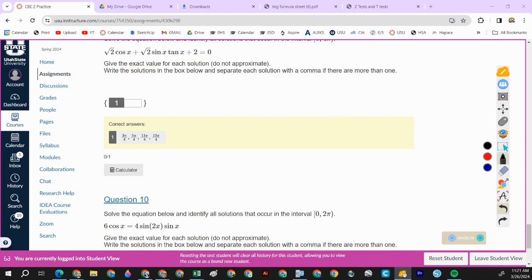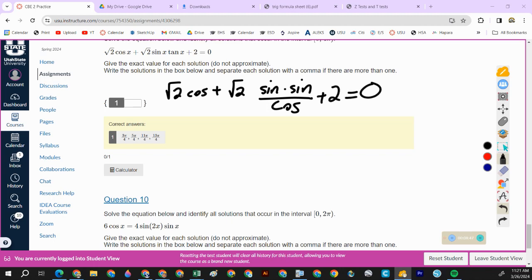So I'm going to start by turning the tangent into a sine over cosine. So root 2 cosine plus root 2 sine times sine over cosine plus 2 equals 0. Okay. Well, let's move this to the other side. So we have a 2. So now, well, that's gone. Okay. And then both of these have a root 2. So I'm going to divide by root 2.